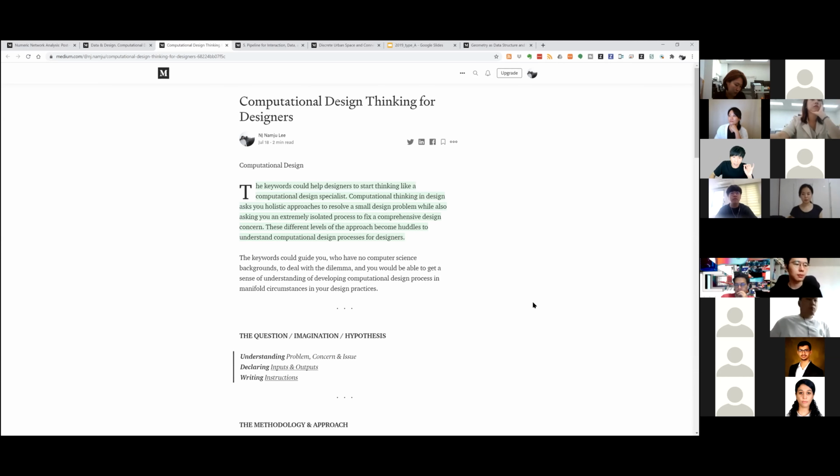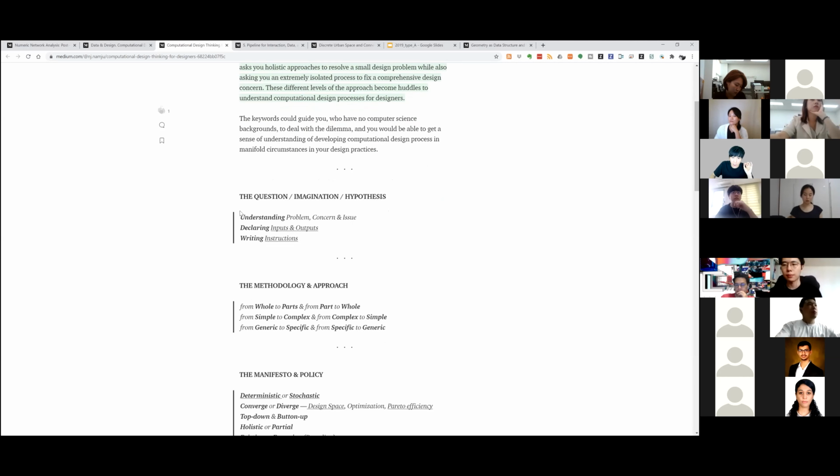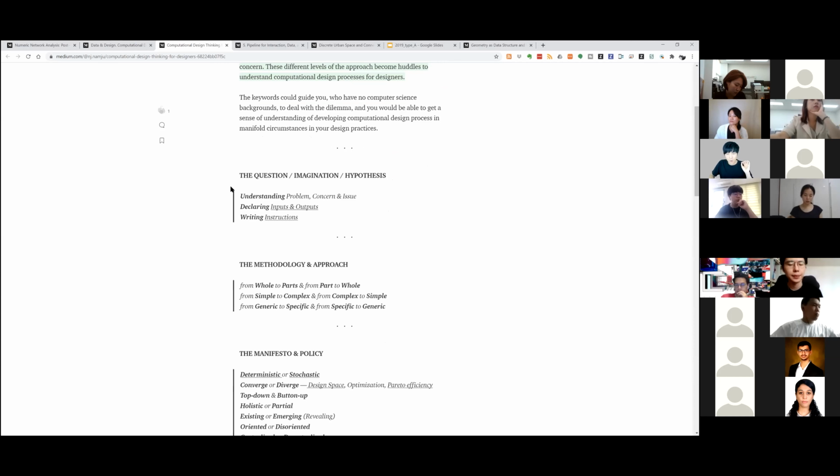The reason I'm creating this kind of keyword page is hopefully to guide you to at least understand each other, between computational design and a designer who has no experience. First of all, I really like the first keyword here. In order to get the right answer, we need to raise the correct question, right? So raising the question is really important. At the same time, we need to imagine, and you also need to set up your own hypothesis.